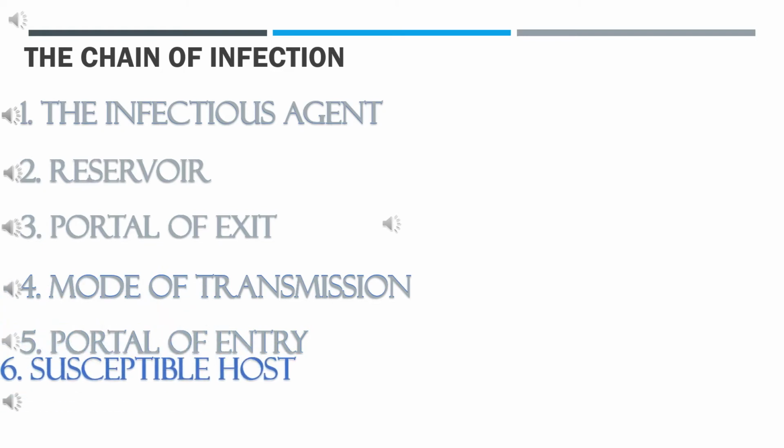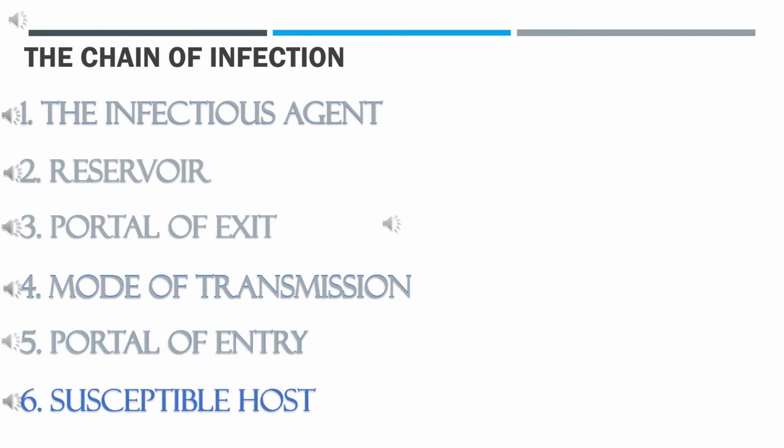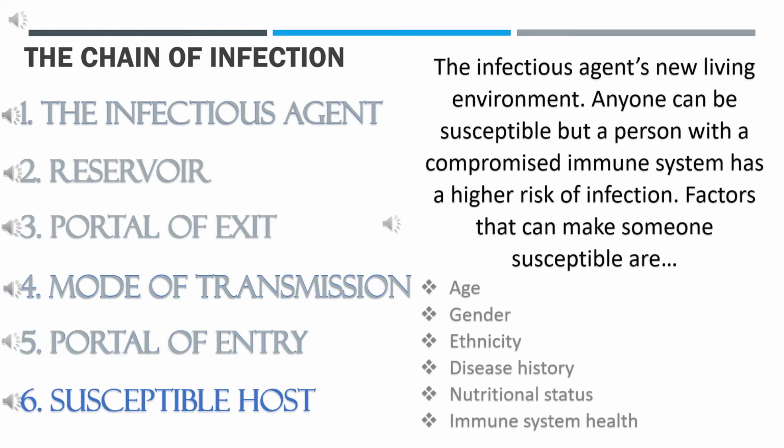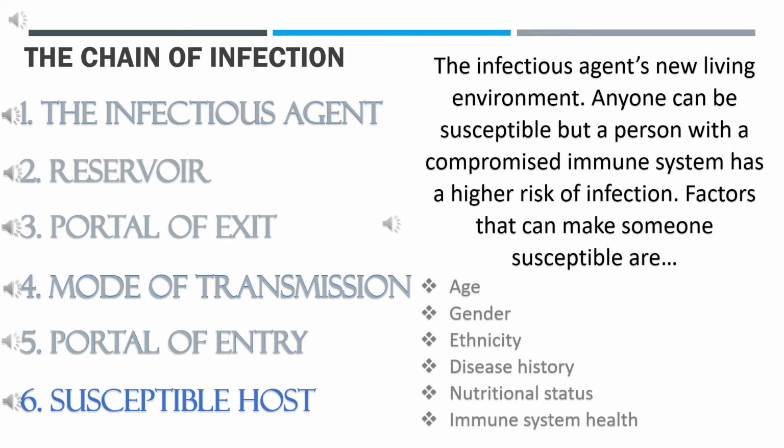The susceptible host is the infectious agent's new living environment. Anyone can be susceptible, but a person with a compromised immune system has a higher risk of infection. Factors to make someone susceptible include age, gender, ethnicity, disease history, nutritional status, and immune system health.